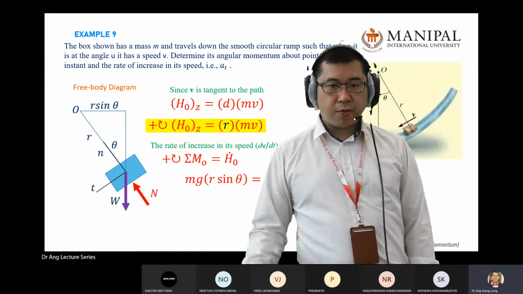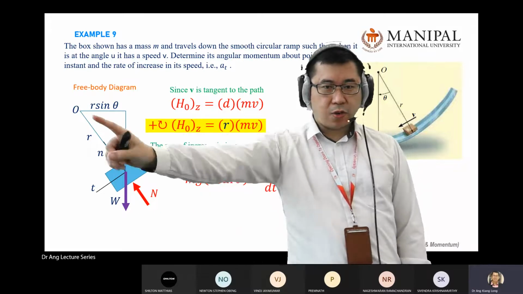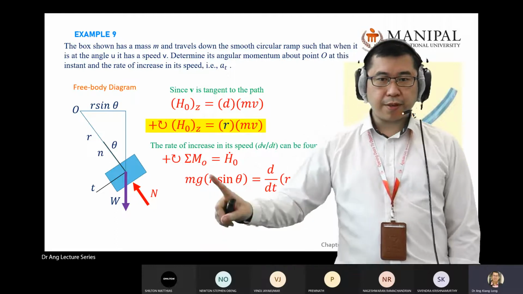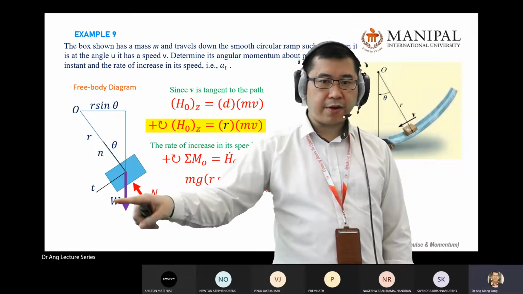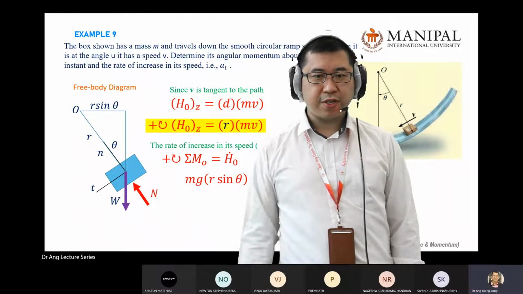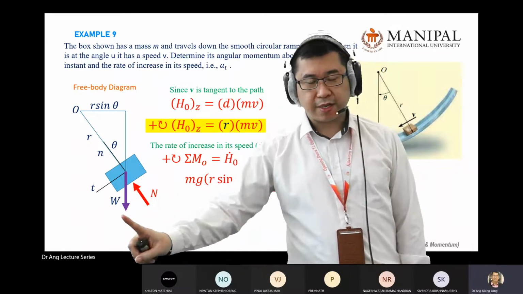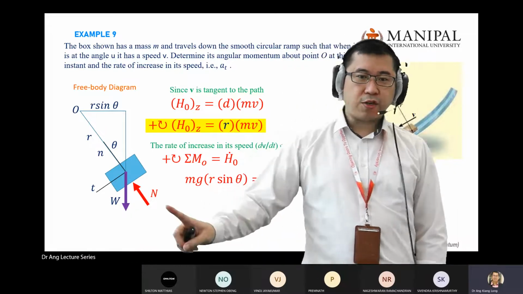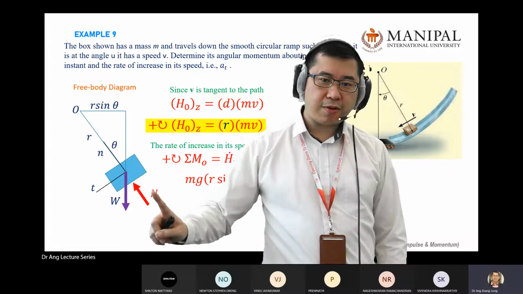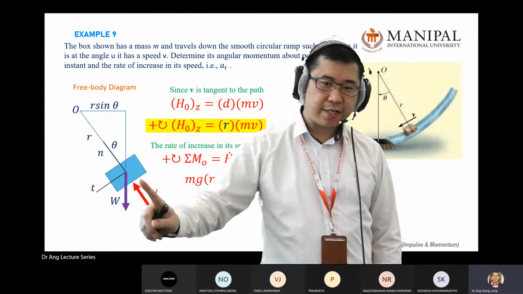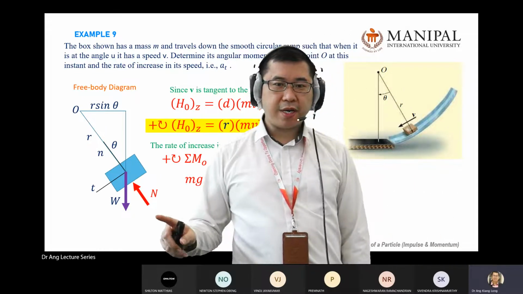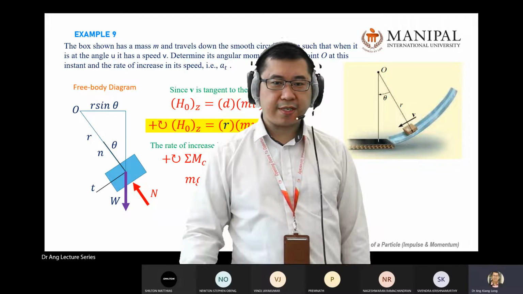So how to find moment on this object based on O? You will focus on W. How to find moment of your W? On this object, they have two forces. One is the normal force, one is the weight. Normal force pointing along the normal axis here, which is R. And if you learn moment, when the force is along the axis, you don't have moment.